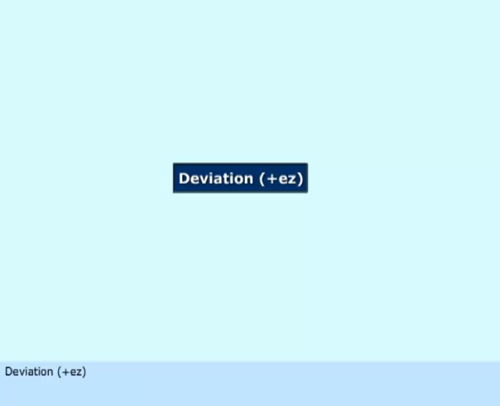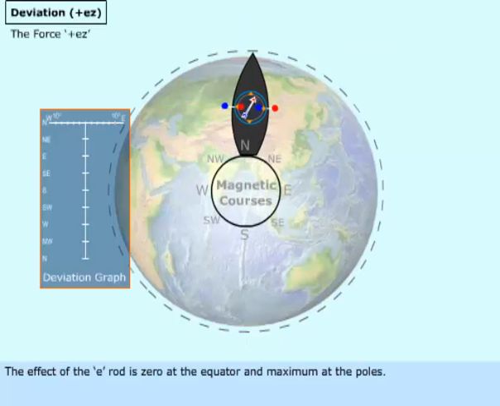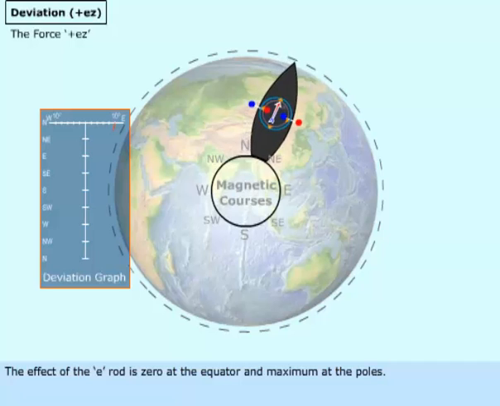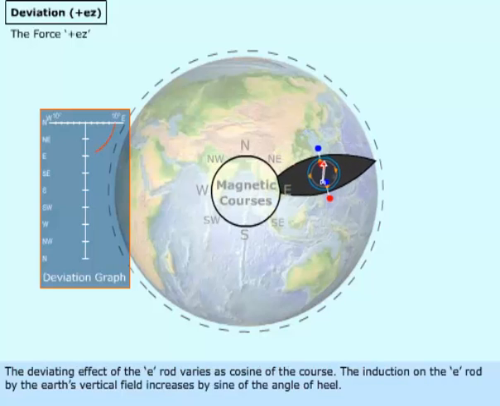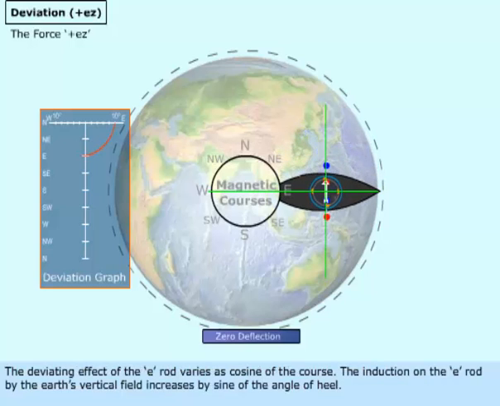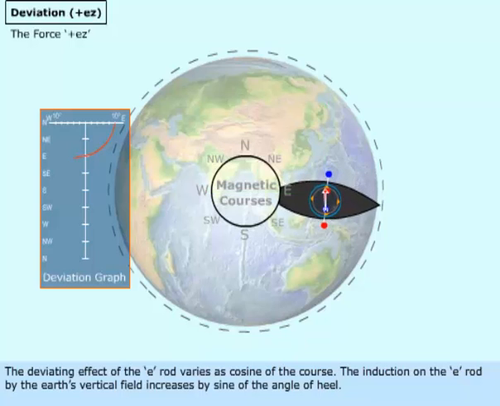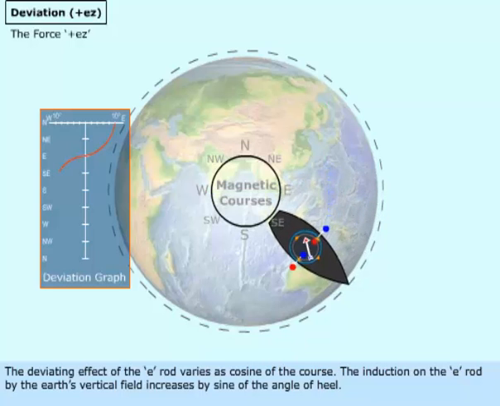Deviation positive EZ. The effect of the E rod is 0 at the equator and maximum at the poles. The deviating effect of the E rod varies as cosine of the course. The induction on the E rod by the Earth's vertical field increases by sine of the angle of heel.